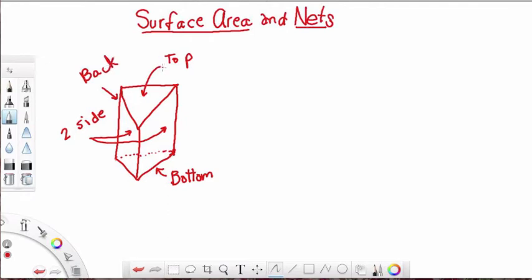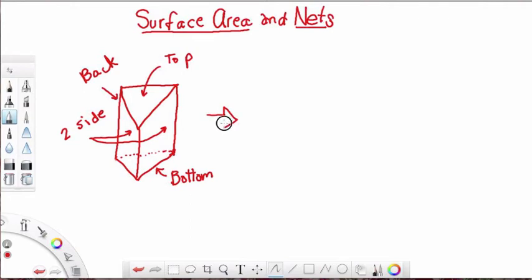And by the way, this is a prism. It's a triangular prism. It has a top face, a bottom face, two side faces that we can see in the front, and a back face. All together, it has 5 faces. So now this is where the net comes in.